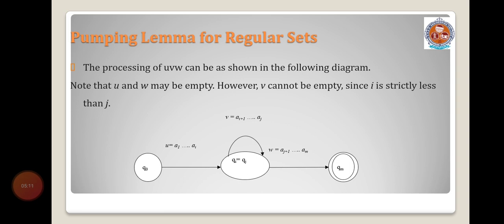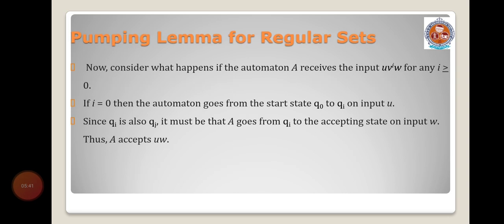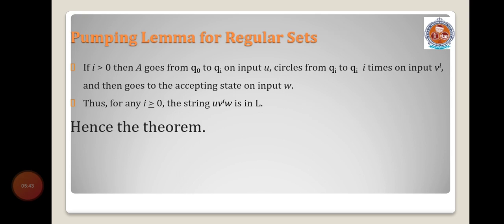Similarly, if the substring v is applied once, the resultant string is uvw, which also ends in the final state, so that also belongs to L. If the string v is applied two times, the resultant string is u v square w, which also terminates at the final state, so u v square w belongs to L. In that way, u v to the power of i w also belongs to L. So the third condition for the pumping lemma also holds, hence the theorem.